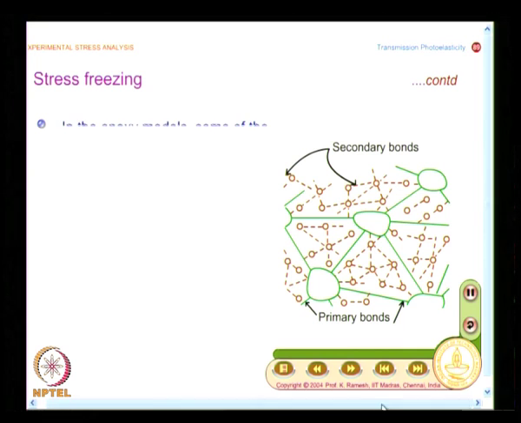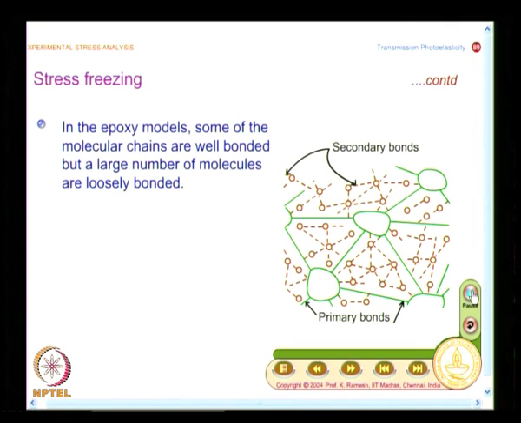This epoxy can be thought of as an assembly of secondary bonds as well as primary bonds. When I have an epoxy, schematically this is shown. In epoxy models, some of the chains are well bonded, but a large number of molecules are loosely bonded. So, the well bonded ones you call primary bonds, and the chains that are loosely bonded you call them secondary bonds.